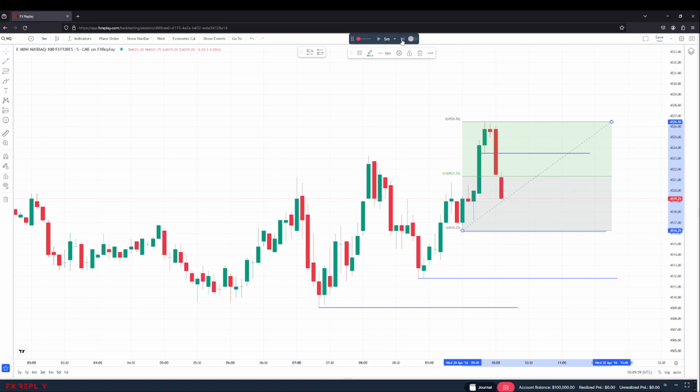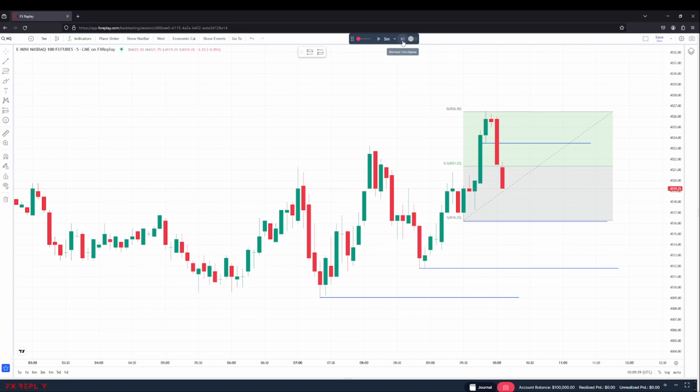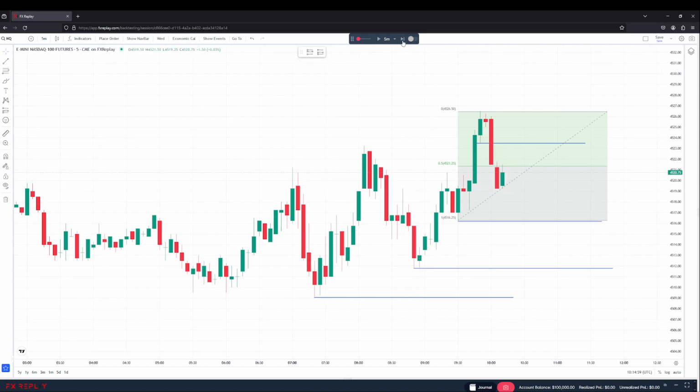So you see we play it out. We hit 50%. All right, let's see what happens next. We get a little move up. I would expect maybe some kind of retrace into this 5 minute FVG up here. Also, we have not retapped this 5 minute.